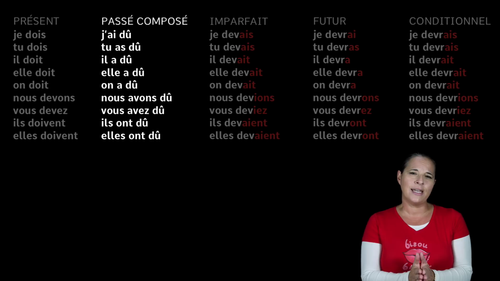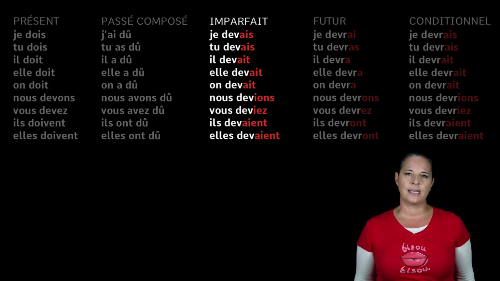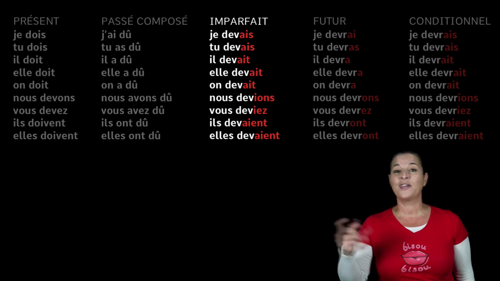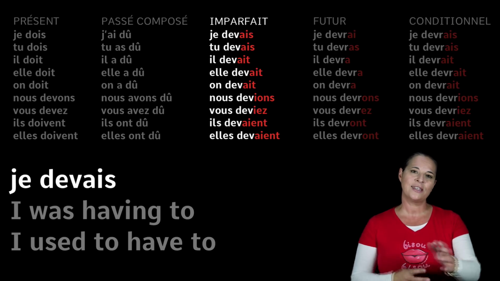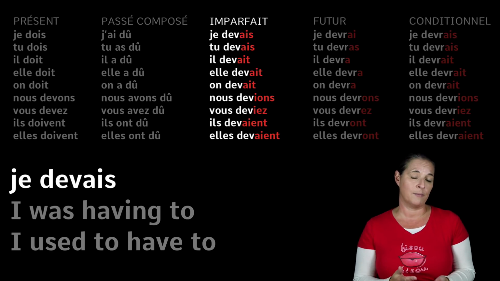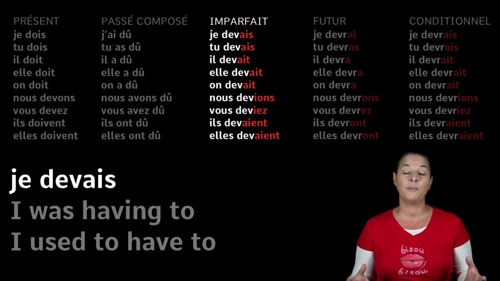So, let's have a look now at the imperfect tense. Now, imperfect is a past tense as well, but what we want to say here is, I was having to, or I used to have to, okay? So, it's an action that took place in the past and somehow carried on over a certain length of time, okay? Not quite a passé composé, an imperfect tense.